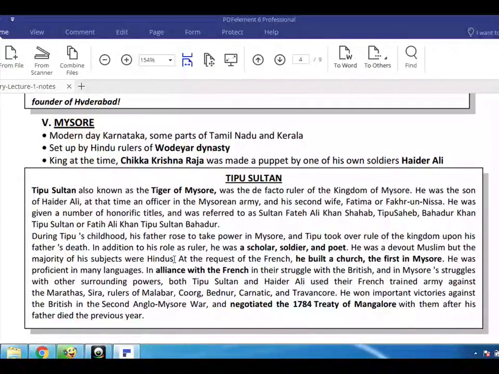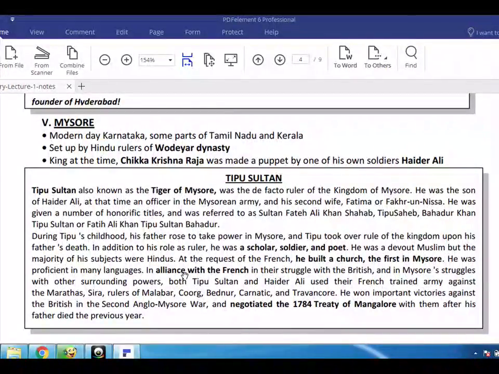During Tipu's childhood, his father rose to take power in Mysore, and Tipu took over rule of the kingdom upon his father's death. In addition to his role as ruler, he was a scholar, soldier, and poet. He was a devout Muslim, but the majority of his subjects were Hindus. At the request of the French, he built a church, the first in Mysore. He was proficient in many languages.